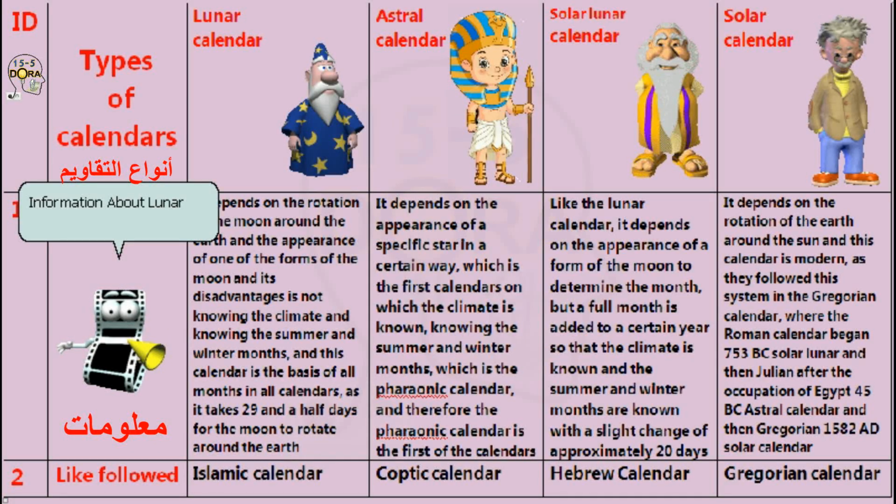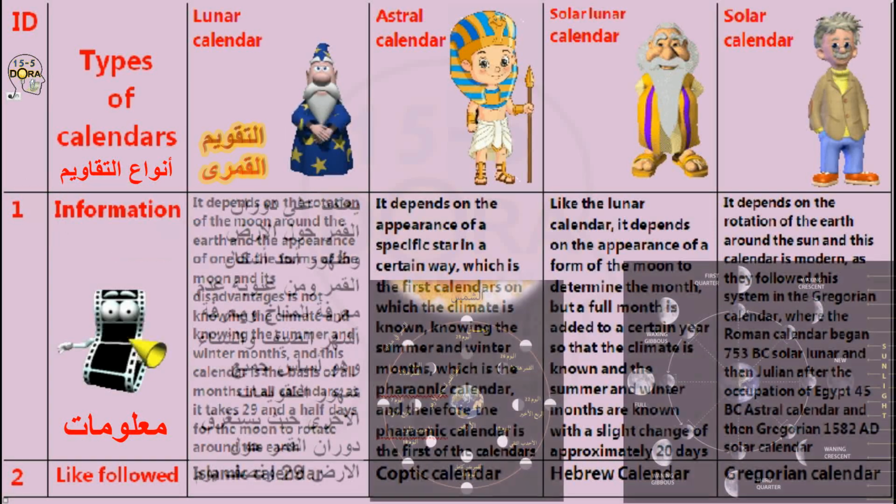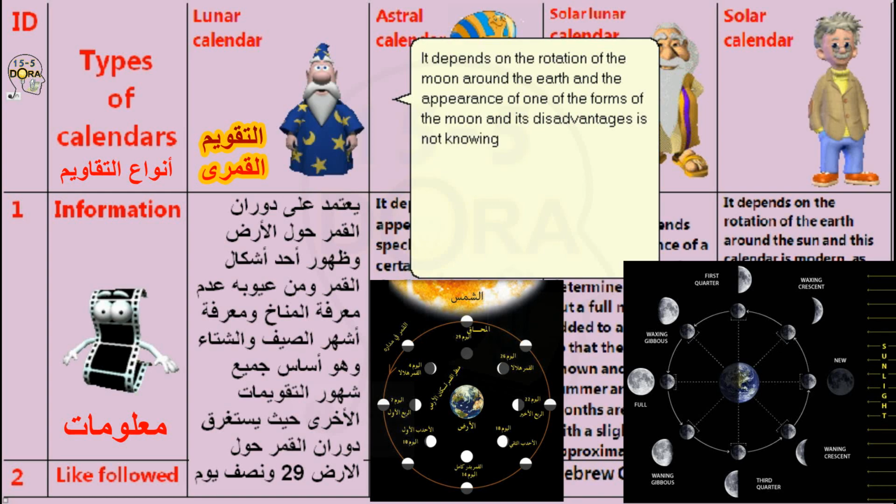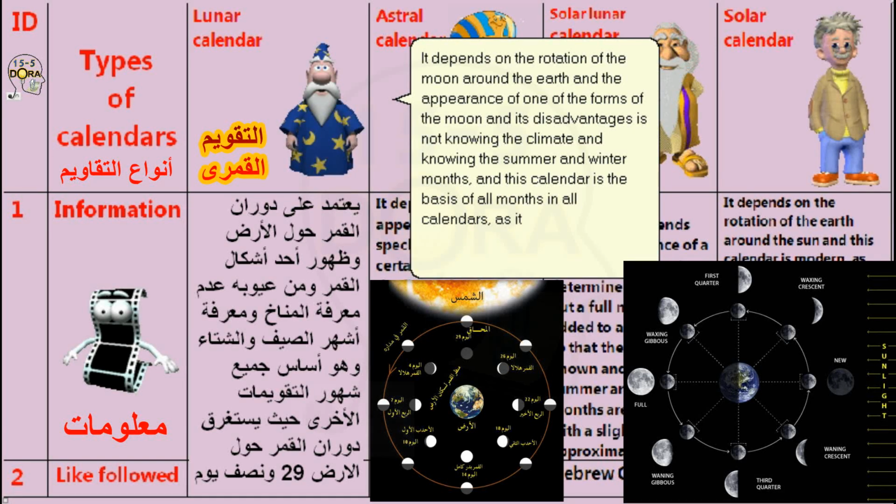Information about the lunar calendar. It depends on the rotation of the moon around the Earth, and the appearance of one of the forms of the moon. Its disadvantage is not knowing the climate and the summer and winter months. This calendar is the basis of all months in all calendars, as it takes 29.5 days for the moon to rotate around the Earth.